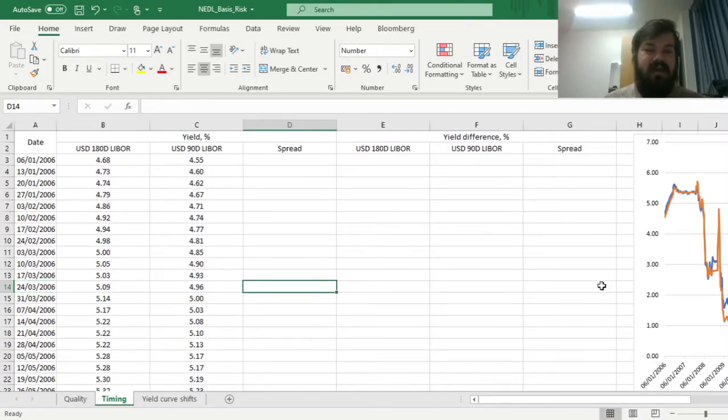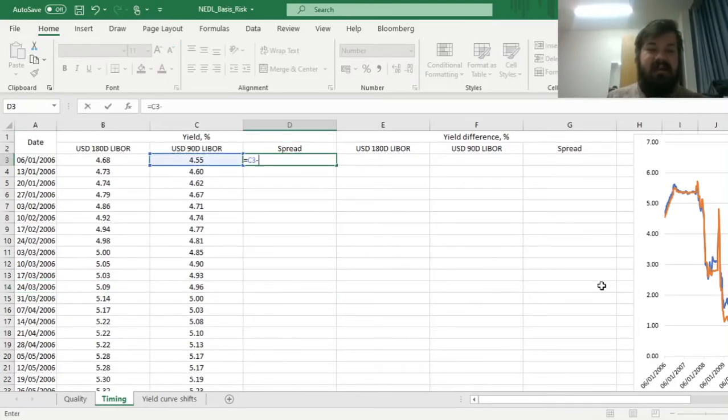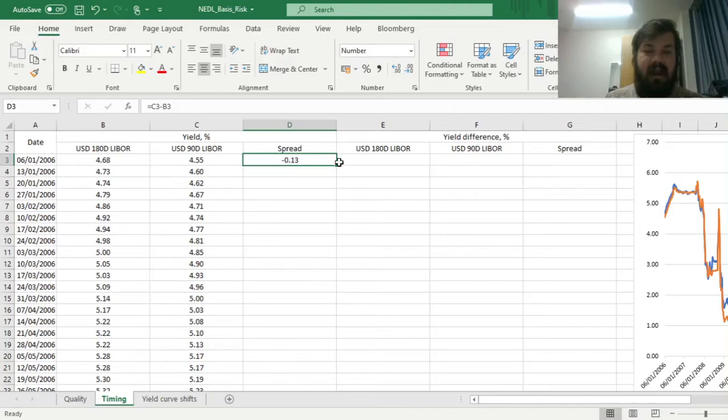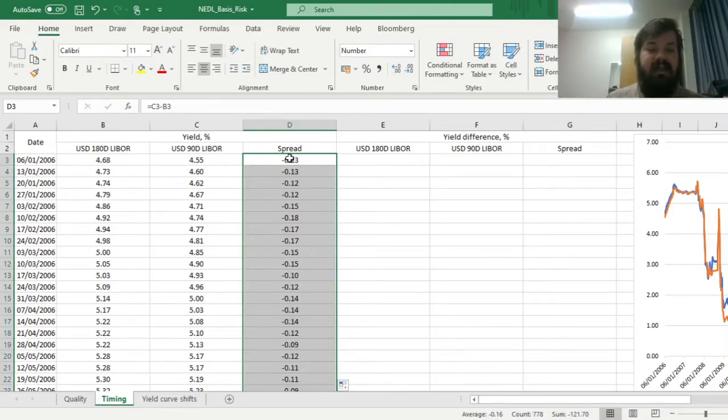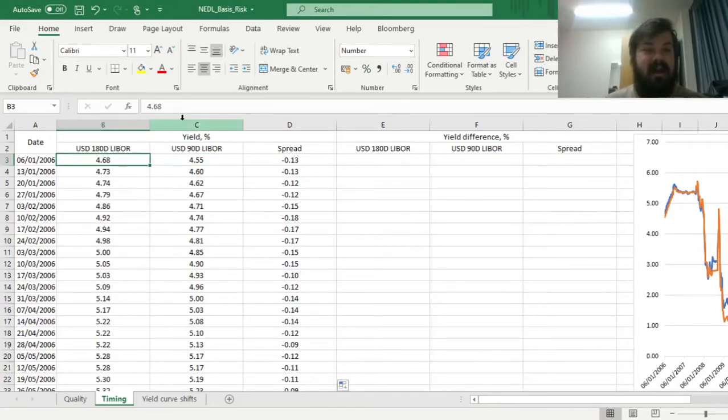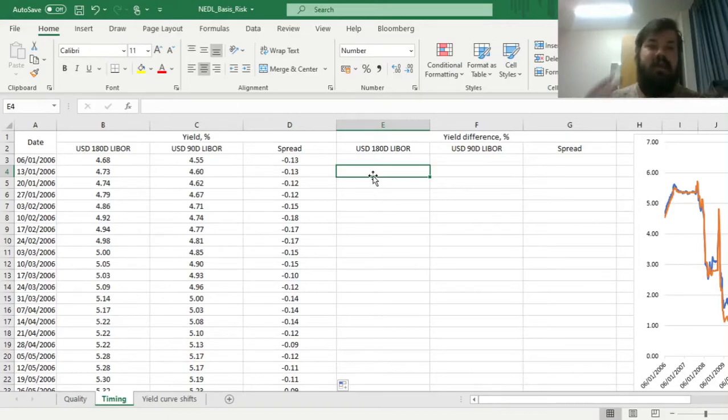So now we just need to do exactly the same, calculate the spreads between the two LIBORs, and here we can see that the spread is negative, and that's unsurprising, as longer-term LIBOR generally would offer a higher rate due to liquidity risk, but that's not really what we are concerned with here. We're concerned with the degree of correlation between the changes in two yields, two interest rates.